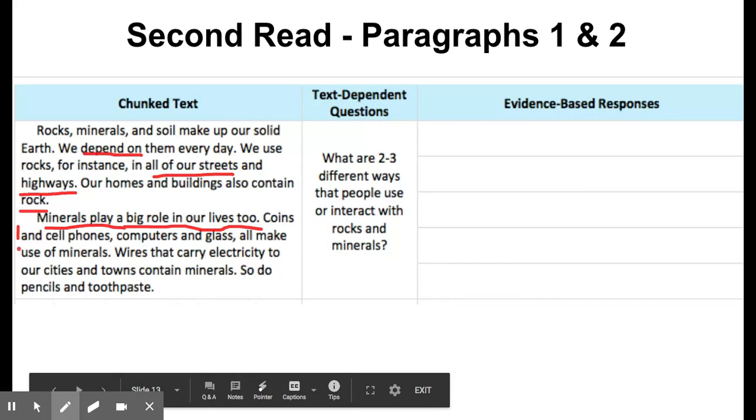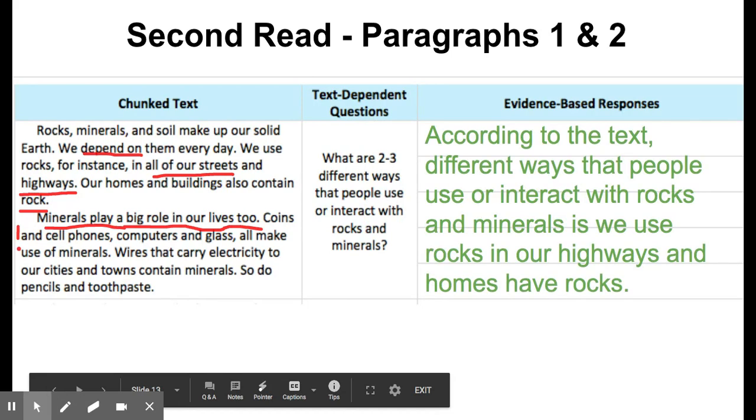So our question here: what are 2 to 3 different ways that people use or interact with rocks and minerals? Well, I know from my reading that it says that we actually use them in our streets and highways. I also saw that in the second paragraph, they're actually found in our cell phones and computers. Who would have thought that? So I'm going to say, according to the text, different ways that people use or interact with rocks and minerals is, and that beginning comes from the question, is we use rocks in our highways and homes have rocks. That definitely has evidence from the text and answers it completely. Let's move on to the next part.